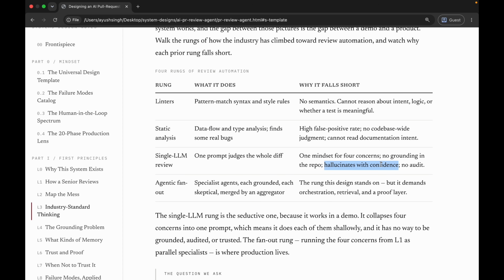It's just one guy. So as you know, if you give an agent too much work, it won't perform well. It does not know anything about the repository. It will hallucinate because the context will get bigger. Then there's no auditability. There is no observability.